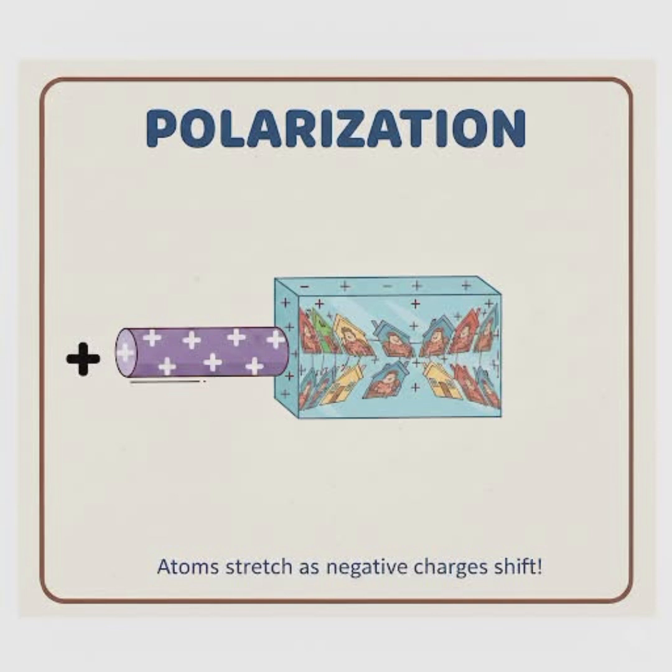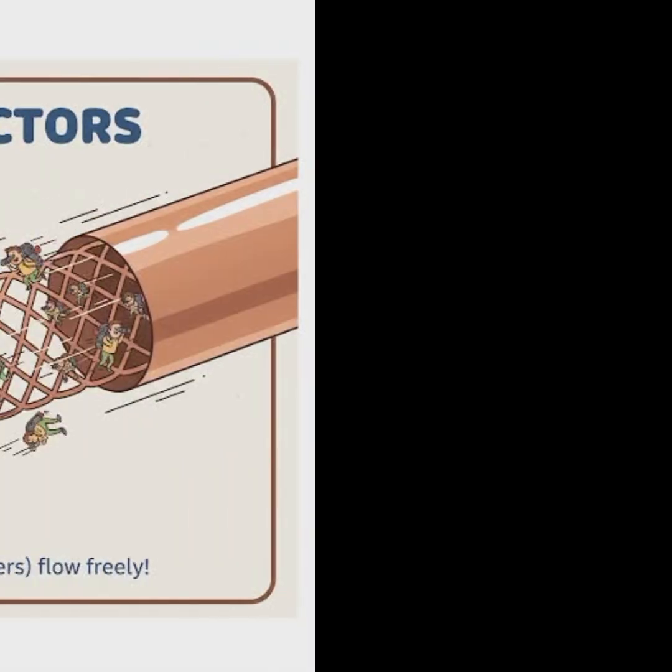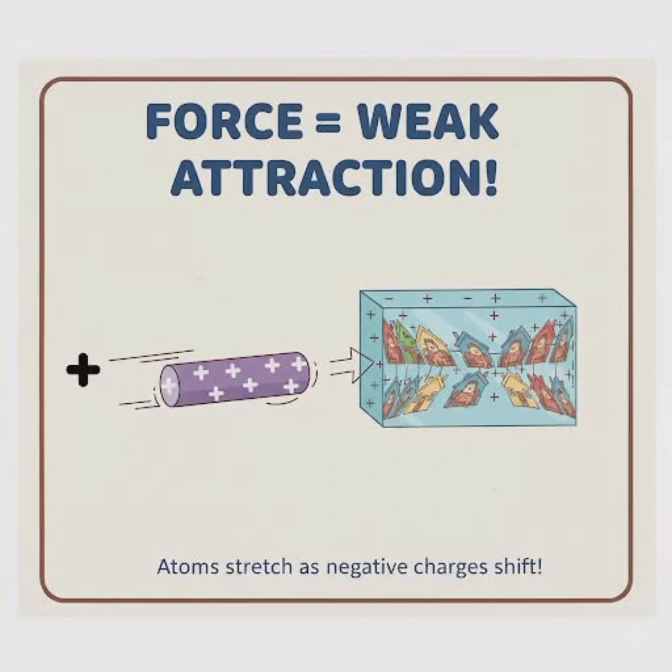Prediction rule #2. When a charged object approaches an insulator, the force is always a weak attraction caused by internal polarization. Here's the key idea to remember. A charged object will always attract a neutral object, but the reason depends on whether the object is a conductor or an insulator. Quick check!